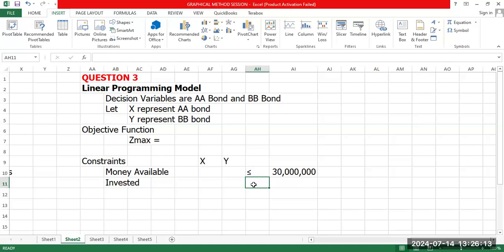Which inequality, at most? Less than or equal to. And the figure is what? The amount is what? 12 million? Specifically related to the BB bond. Is the figure correct? Okay.